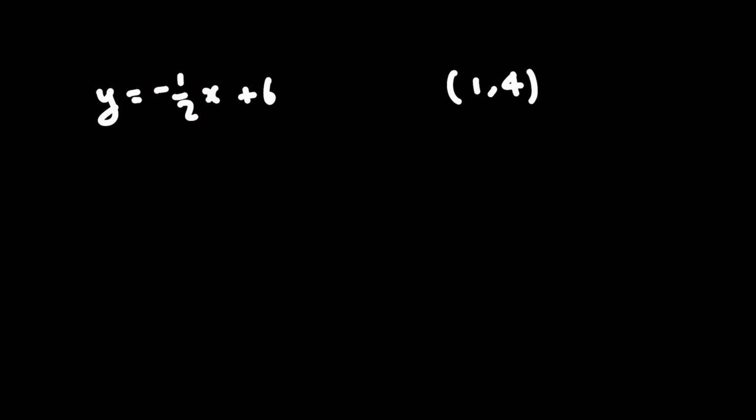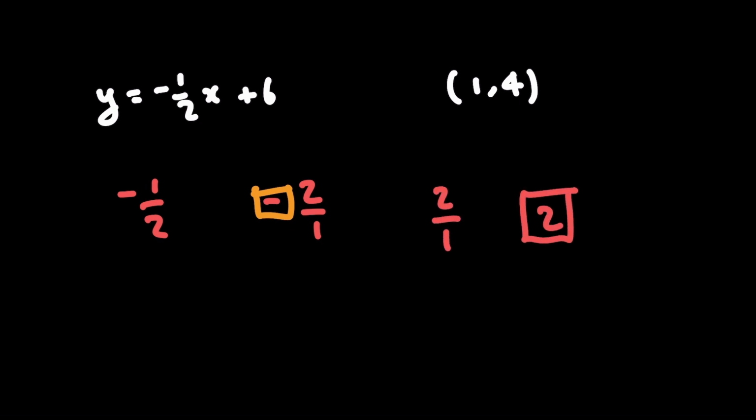And the way you would do that is you would take the original gradient, minus 1 over 2. You would flip the fraction, so minus 2 over 1. And then you would change the sign at the front here. So you would change it to plus, and you would make it 2 over 1, or just 2. So the new gradient is just 2. So now that we have the new gradient, we can say y equals 2x plus c.